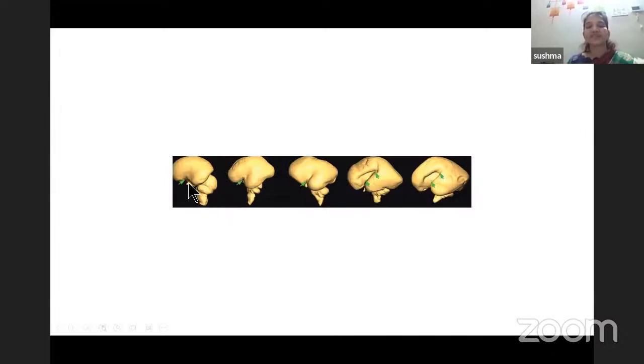Here, as you can see, the lateral sulcus is getting deepened. This is how initially only the lateral sulcus and parieto-occipital sulcus and only a few other sulci develop.